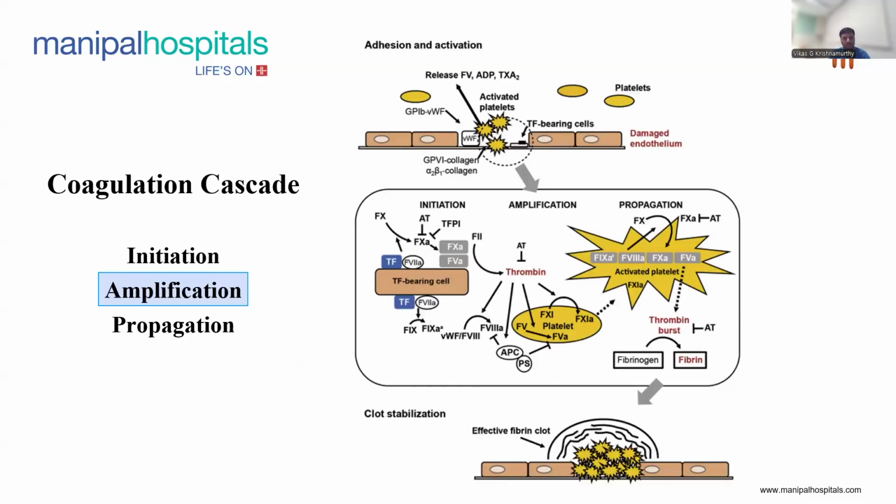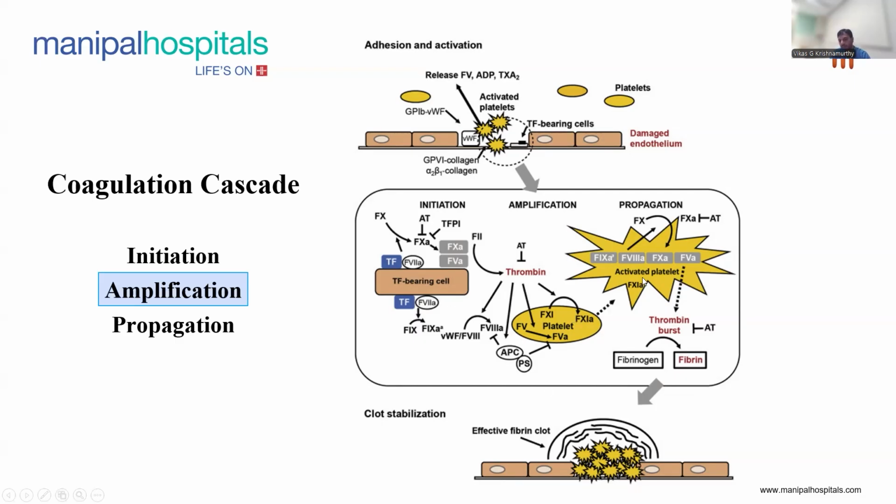So coming to amplification, that is the effect of thrombin on amplification. So this is the coagulation cascade. It has 3 processes: initiation, amplification, and propagation. What happens is the tissue factor on a damaged vessel meets factor 7 and activates a little factor 10 and thrombin on the cell surface. This thrombin activates the nearby platelets and also factors 5, 8, and 9 on the platelet surface, preparing a highly procoagulant platelet plug.